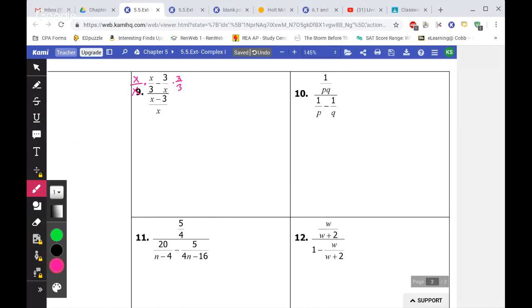So now at the top we would have x squared over 3x minus 9 over 3x. And then that would reduce to x squared minus 9 over 3x. And then that's all over x minus 3 over x.